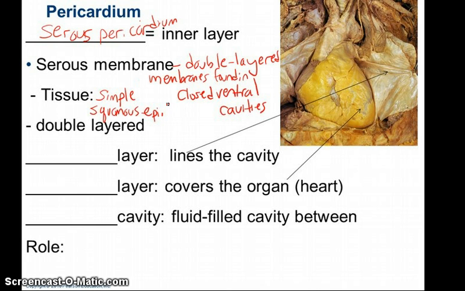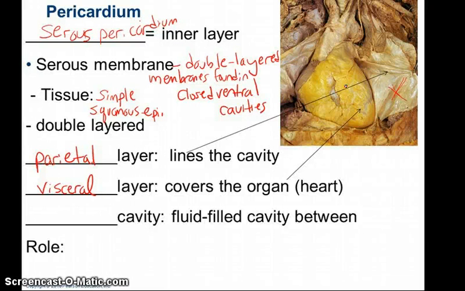And again, it's double layered. So if you remember that the layer that lines the cavity is called the parietal layer, and the layer that covers the organ itself is called the visceral layer. So again, the serous pericardium consists of two layers. One layer lines the cavity, and you can see it's right here. So when you dissect the heart, you'll see the shiny inner layer, which is the parietal pericardium. Then there's a clear, transparent layer that covers the heart, almost like saran wrap, and that's called the visceral layer.